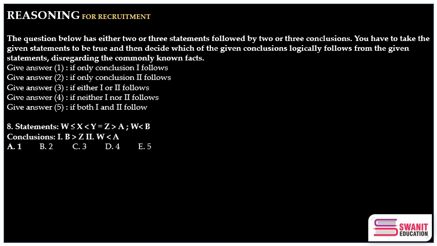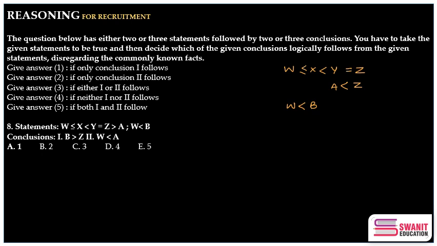Let's see. So now there are two things here. W is less than equal to X, which is less than Y, and which is equal to Z. Also, it's given that Z is greater than A. So please put them accordingly. And it's given that W is smaller than B. So these are the three statements I would say are given.